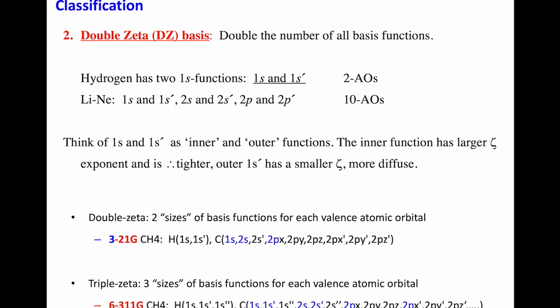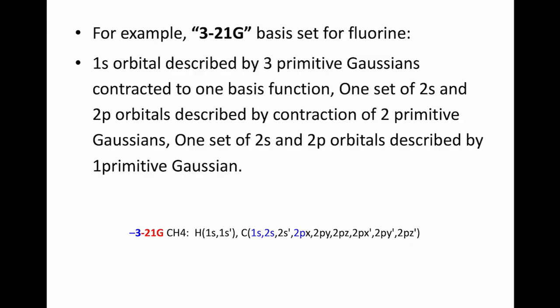Then if we consider triple zeta, each atomic orbital is split up into 3. For example, in the 321G basis set for fluorine, we can explain this 321G as the 1s orbital described by 3 primitive Gaussians contracted to one basis function. One set of 2s and 2p orbitals is described by the contraction of 2 primitive Gaussians, and one set of 2s and 2p orbitals is described by one primitive Gaussian.